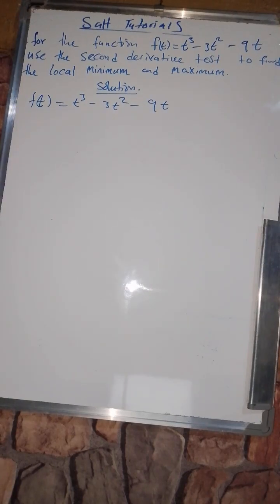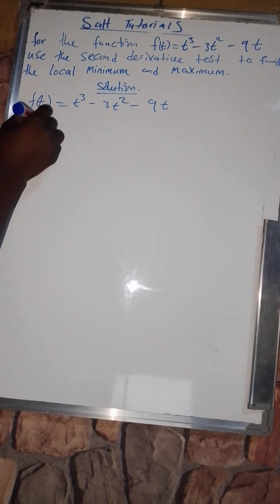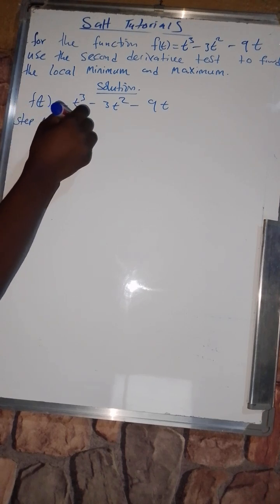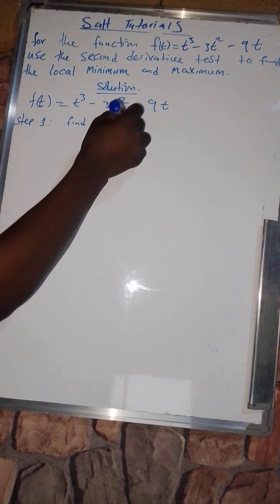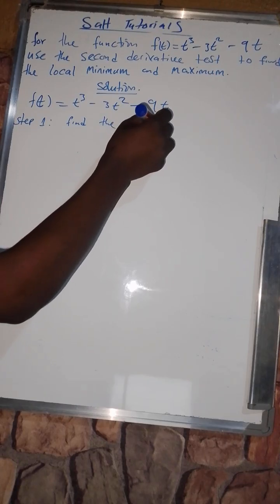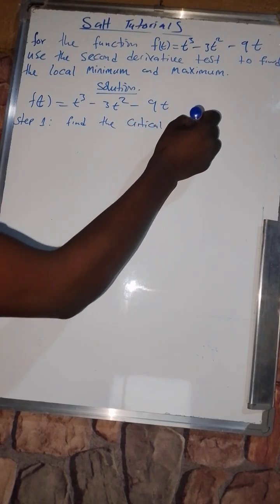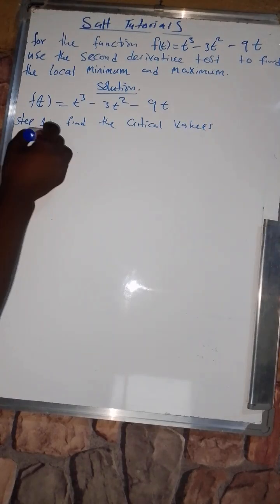First, step number 1, this is to find the critical points, critical values. And these critical values are found when f prime of t is equal to 0.